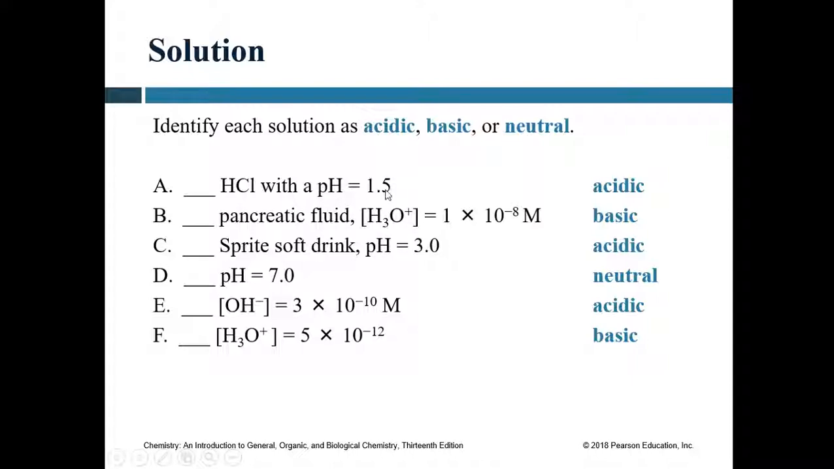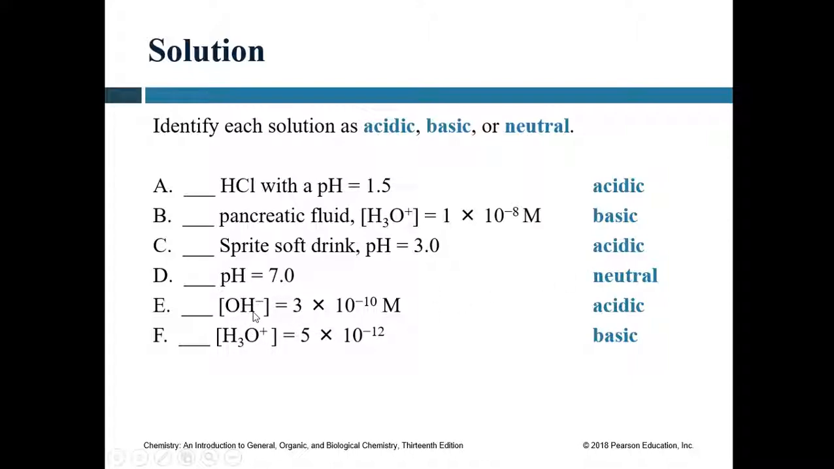Okay, well, pH of 1.5, of course that's an acid because it's less than 7. The hydronium ion concentration, so that means the acid concentration, look at this. This negative 8 is smaller than negative 7, so that means it's a base. This pH is 3, that means it's an acid solution. pH is 7, that's neutral.